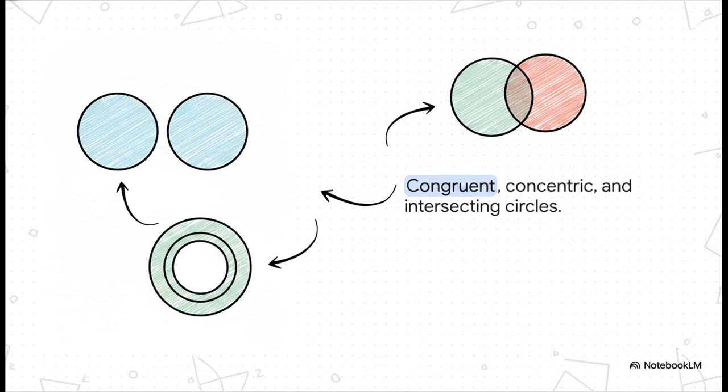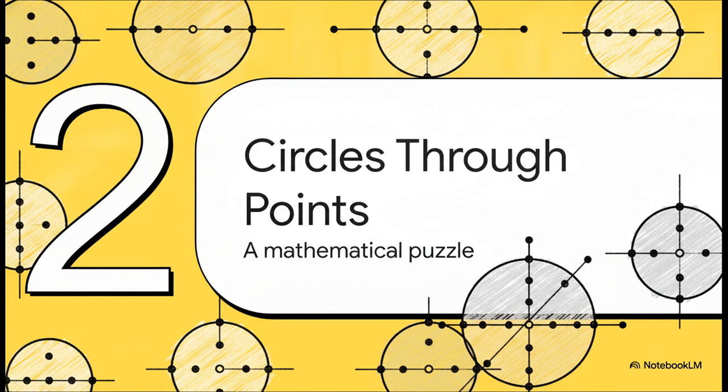First up, congruent circles. These are entirely separate circles, right? But they have exactly equal radii, which makes them perfect duplicates of each other. Then we have concentric circles. These share a single central point but have different radii, kind of like a dartboard. And finally, intersecting circles. These are circles that cross each other's paths at two distinct points. Simple enough, right? Moving on to Section 2.